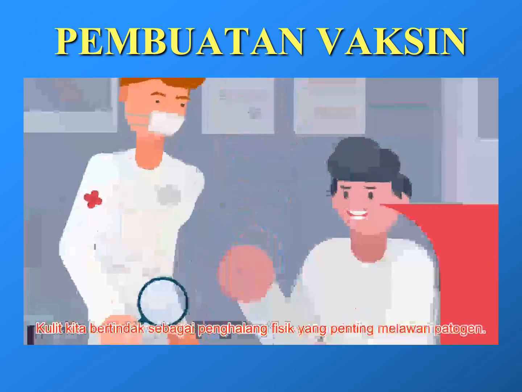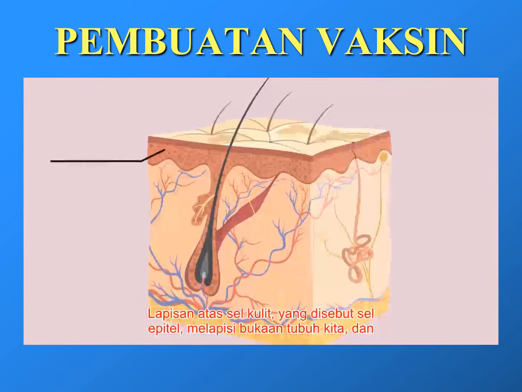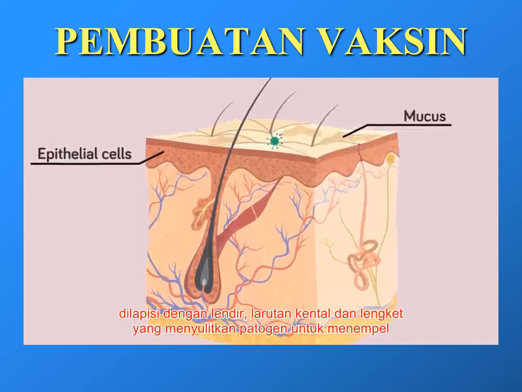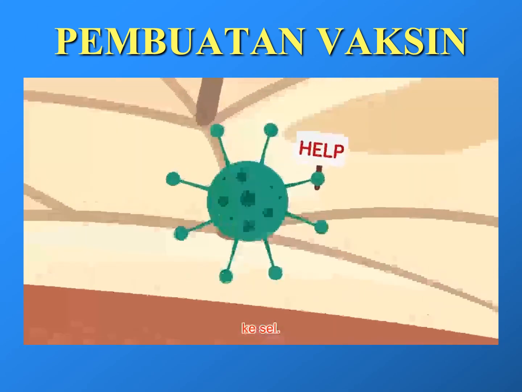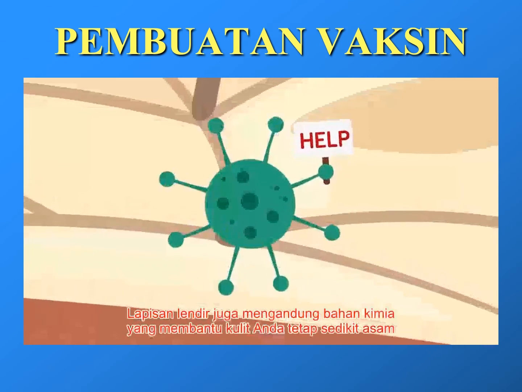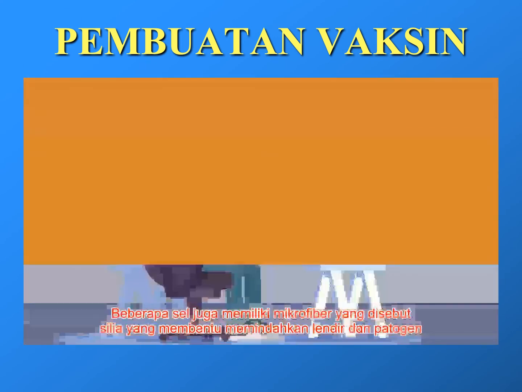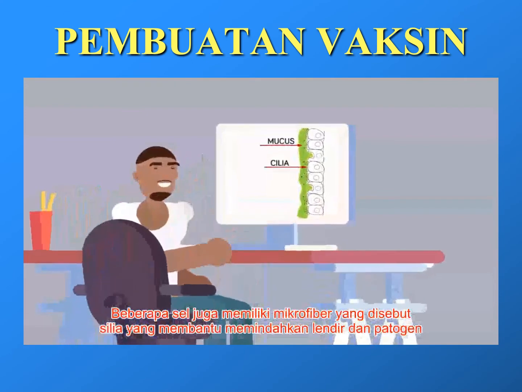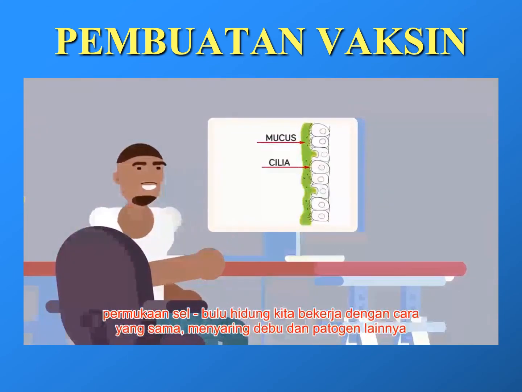Our skin acts as an important physical barrier against pathogens. The top layer of skin cells, called epithelial cells, line the openings of our body and are coated with mucus, a thick, sticky solution that makes it hard for pathogens to attach to our cells. The mucus coating also contains chemicals that help your skin maintain a slightly acidic pH, making it harder for viruses to survive. Some cells also have microfibers called cilia, which help move mucus and pathogens along the cell surface. Our nose hairs work similarly, filtering dust and other pathogens as we breathe.